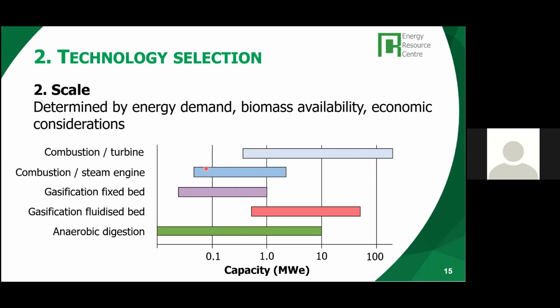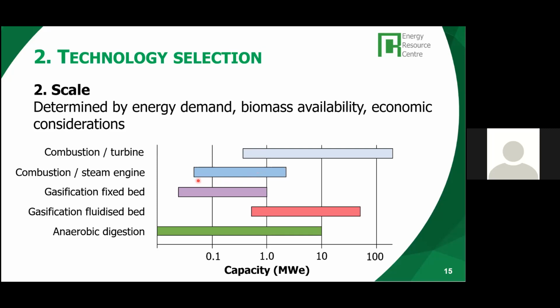Steam engines, on the other hand, are suitable for smaller applications, let's say below 100 kilowatts, and typically up to a few hundred kilowatts, although larger systems are available and are being applied as well. So there's a certain overlap where you can, in principle, consider both steam engines and steam turbines.